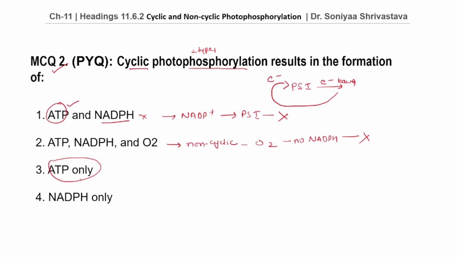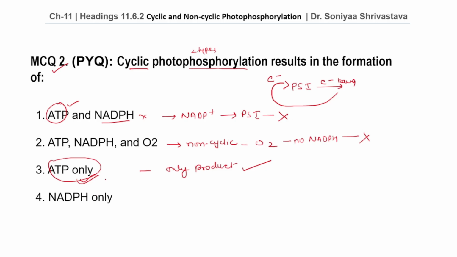ATP only. Yes, this is our answer. As the electron cycles through the electron transport chain, energy is released and used for ATP synthesis. ATP is the only product in cyclic photophosphorylation. So this is our correct option.